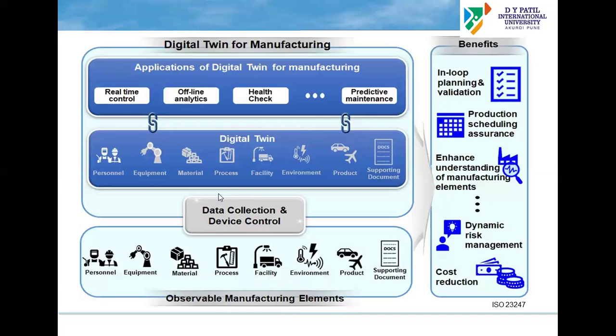Now look at the flow. Whenever we implement this digital twin for the manufacturing sector, what kind of data do we need to consider? First is information of the product: how many equipments we are using, what kind of material we are using, and what kind of processes we are performing, which we need to select. Then the available facility, the working environment, and the technical documentation related to the part. So this is all about the observable manufacturing elements that we need to consider.